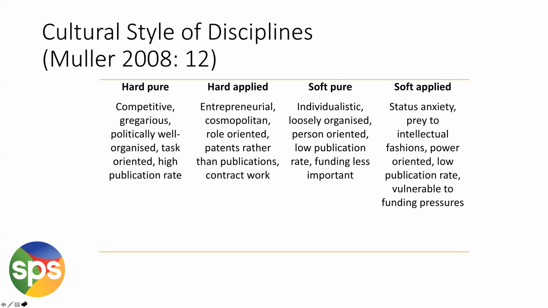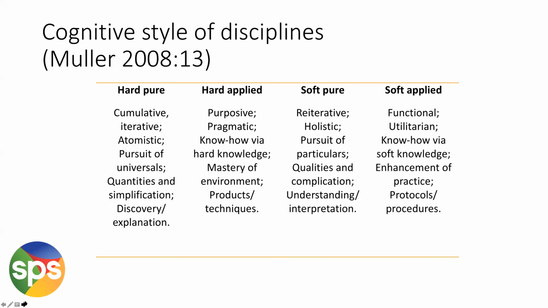Muller goes further to suggest that there's also a difference in terms of the cognitive styles, in other words, the ways in which knowledge is made. With the hard pures being very cumulative, you need to have the basic foundations in order to go upwards, but it's iterative, so the higher levels speak back to the lower levels. The hard applieds, it's much more pragmatic, and there's a focus on products and techniques. The soft pure, it's holistic, focus on understanding and interpretation, and the soft applied is much more functional, utilitarian, focus on the real world.